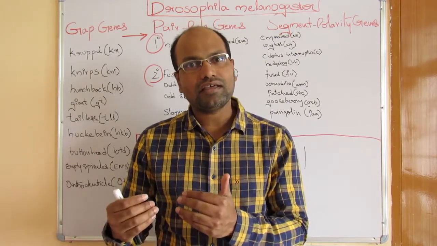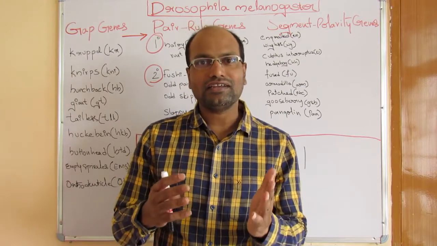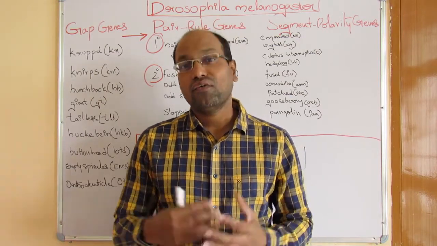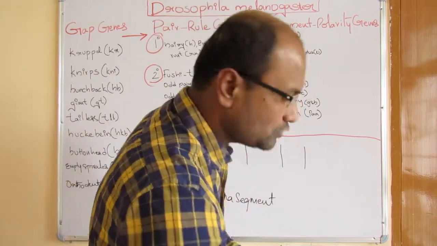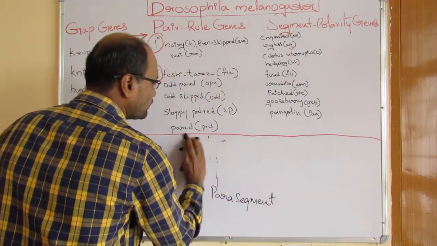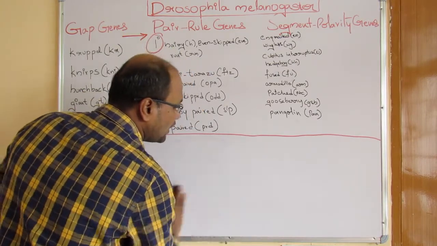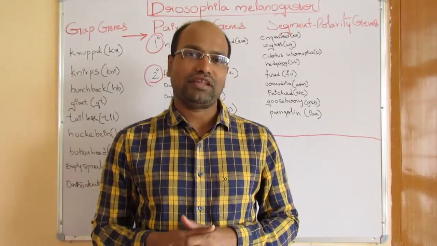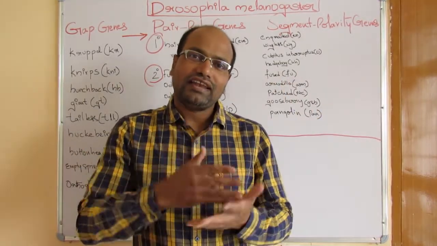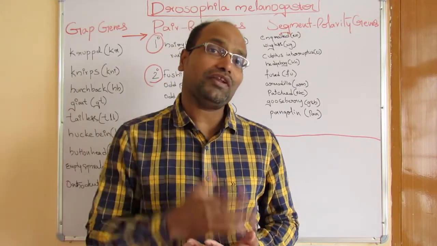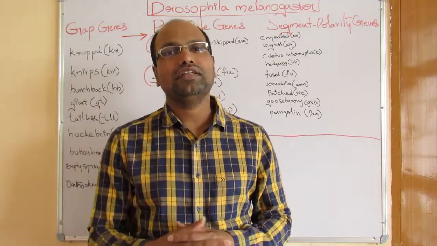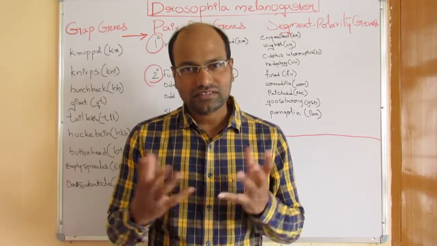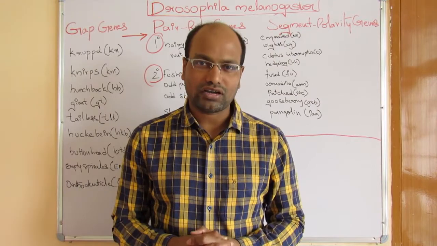A parasegment is made up of the anterior and posterior parts of two segments, which together lead to one parasegment. Like that, we get 14 parasegments in the Drosophila organism. The pair-rule genes are expressed in every alternate parasegment region. In the case of the segment polarity genes, it is in every parasegment, and these parasegments lead to the segments in the adult organism. This is how segment and parasegment are differentiated in the embryonic and adult organism.